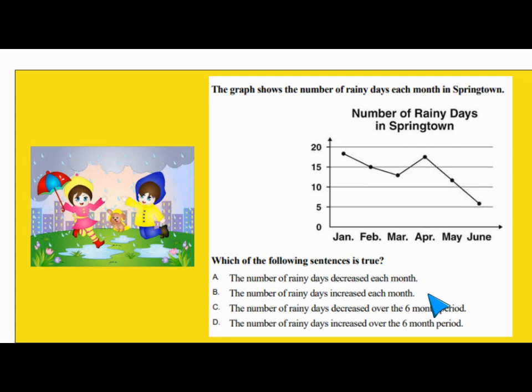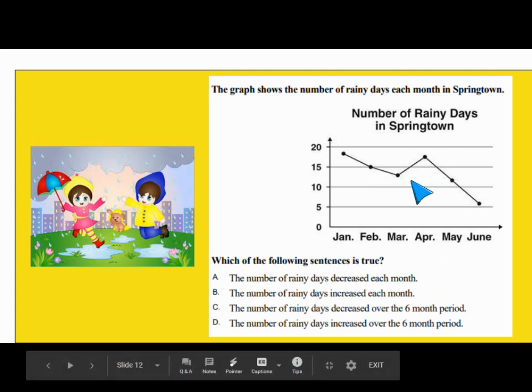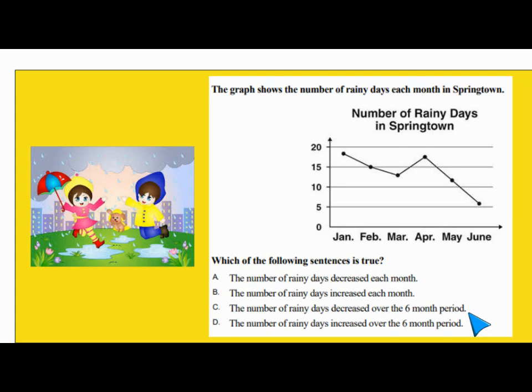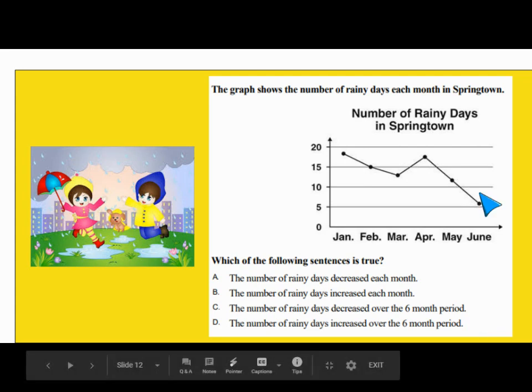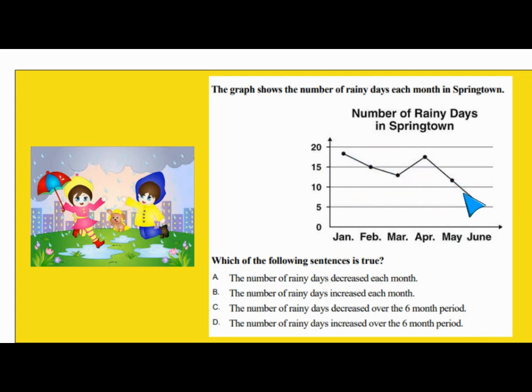The number of rainy days do not increase each month. As a matter of fact, they only increase between March and April. All right, so it's going to be between C or D. So the number of rainy days decreased over the 6-month period versus the number of rainy days increased over the 6-month period. Remember at the beginning of the lesson, I said sometimes we're talking about the overall trend. So if you had to summarize what's going on, my summary would be that there is a trend of a decrease over this period. I know there's one small increase. That's the exception, but the overall trend is a decrease. The overall trend is not an increase.